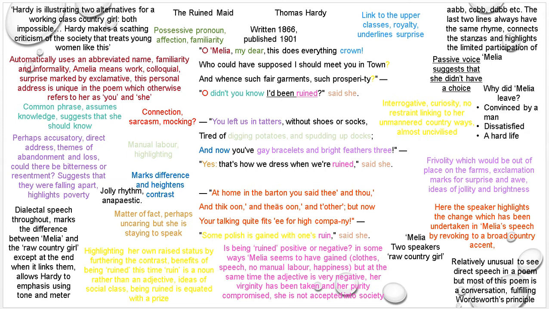And Amelia responds with "some polish is gained with one's ruin." So she's again speaking in a posh accent. The use of "one" is interesting, while the verb "gain" suggests that she's winning it or that she's earned it.